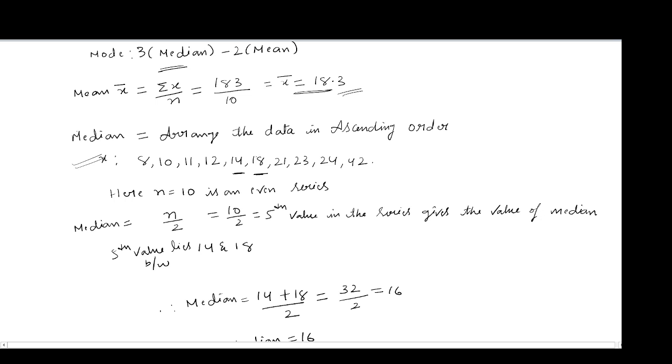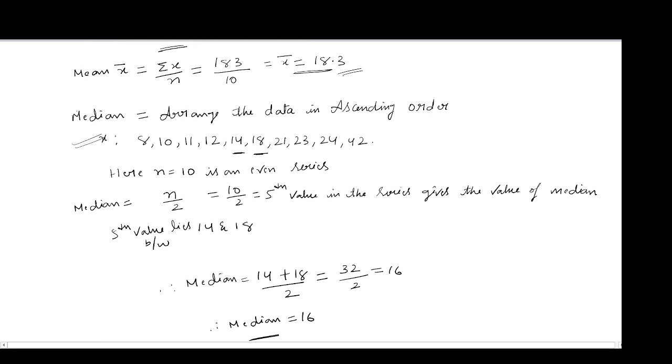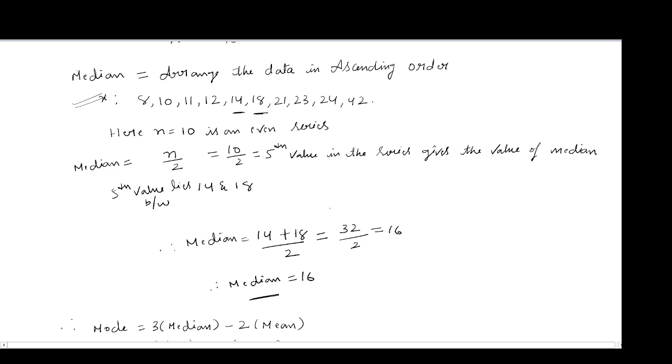So fifth value from which hand? Both the left hand side and right hand side. From the left hand side I got 18 and from the right hand side I got 14. So the median lies between 14 and 18. So therefore to find out the exact location of the median, I've used 14 plus 18 divided by 2. 32 divided by 2 is 16. So I got median as 16.